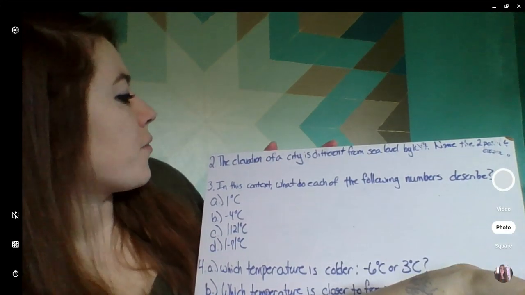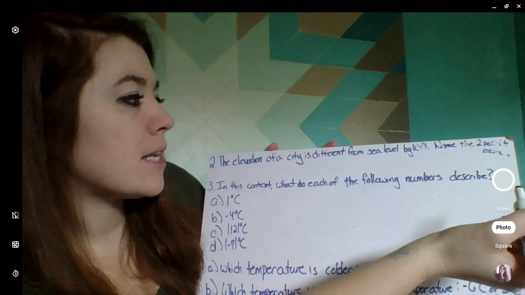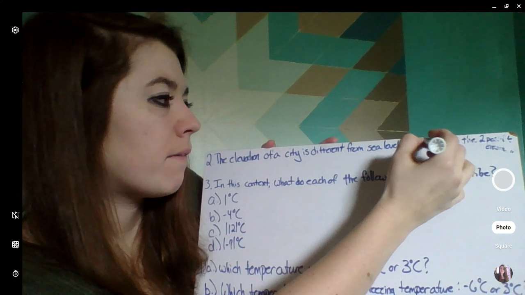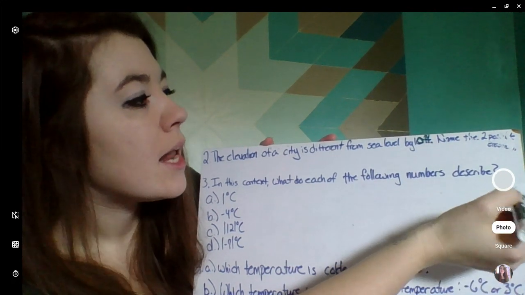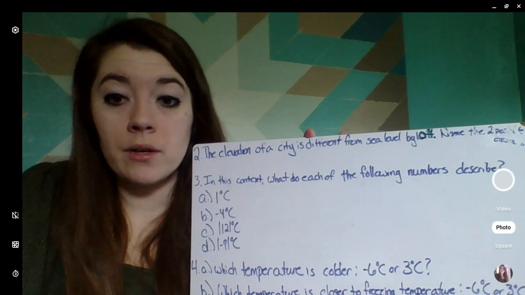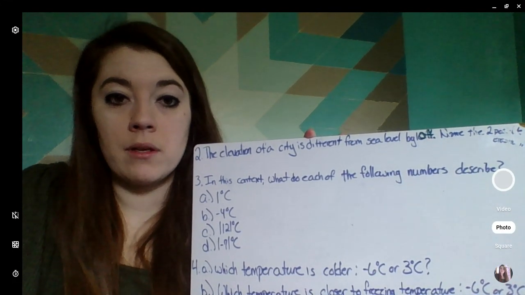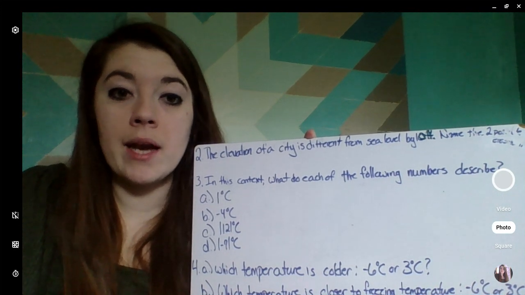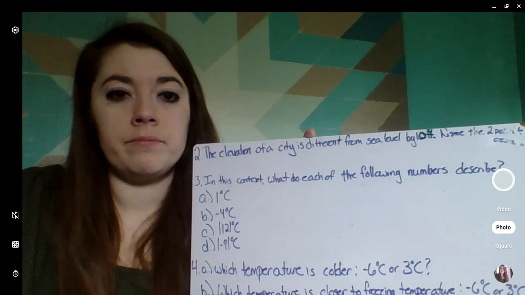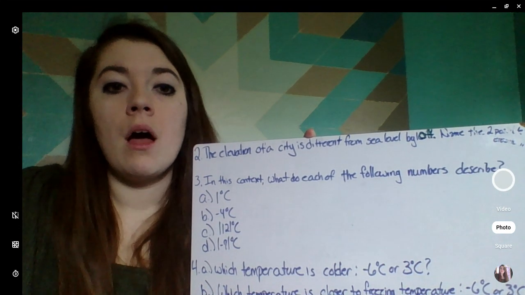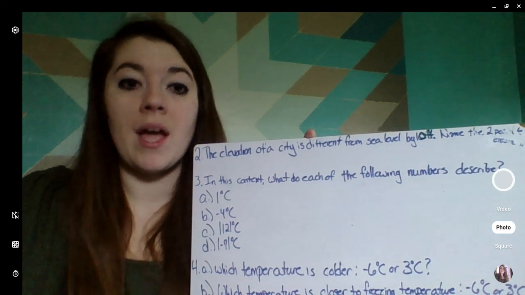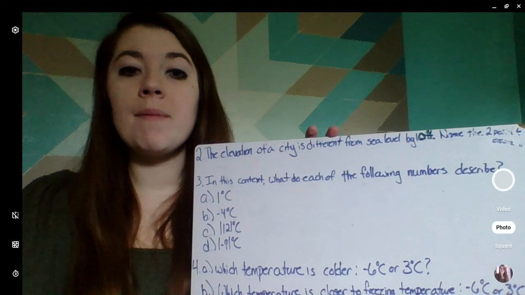Let's see. So the elevation of a city is different from sea level by 10 feet. Hopefully you guys can still read that. Name the two possible elevations. So we know with absolute value that we can have two possible values, just like we did before on that number line when we knew that the flea jumped 7 units. It jumped 7. And we didn't know which way it came from. We just knew that it ended at 0. So we had the possibility of 7 and -7. The same is true here.